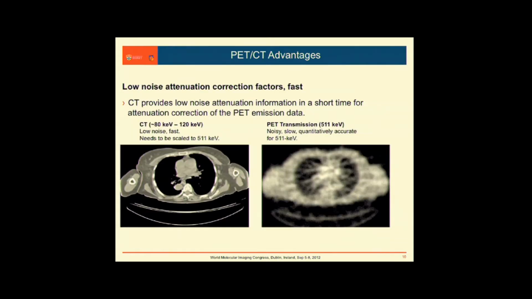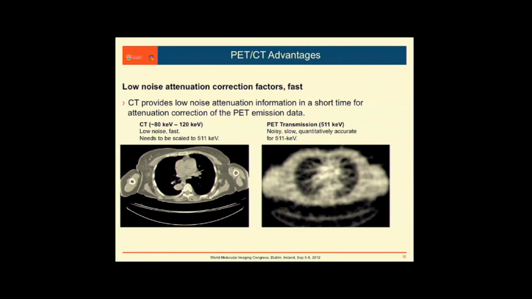The second advantage of using CT is that instead of performing a time-consuming transmission scan with rotating rod sources as we used to do in standalone PET, we can use the CT data to obtain the information needed to correct the PET image for attenuation. The CT is much faster and provides a low-noise attenuation image.